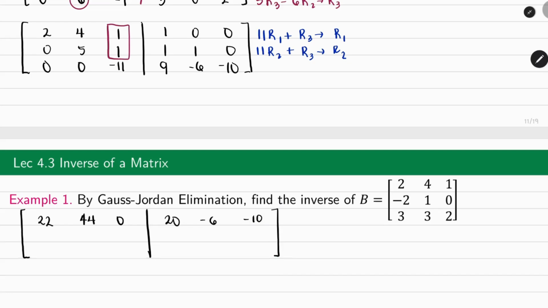Next, for the second row, we have 11R2 plus R3. 11R2 plus R3, 0. 11R2, 55 plus 0. Okay, this will be 0 because that's our goal, isn't it? Next, 11R2, 11 times 1 plus 9, 20. 11 times 1, 11 plus negative 6, positive 5. This one, 11 times 0 plus negative 10, negative 10. Okay, and the bottom row, nothing happened.